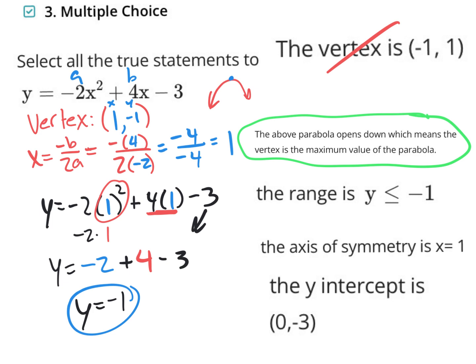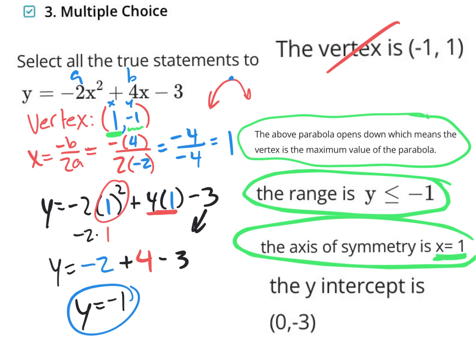The range value. Well, remember that in order to state the range, you have to know your vertex. So it's good that we actually found the vertex. And the range will be y is less than, because it's opening down, y is less than or equal to the y value of your vertex. So that is a true statement, okay? And the axis of symmetry will be x equals the x value of your vertex, which in this case is positive 1, so that's also a true statement.